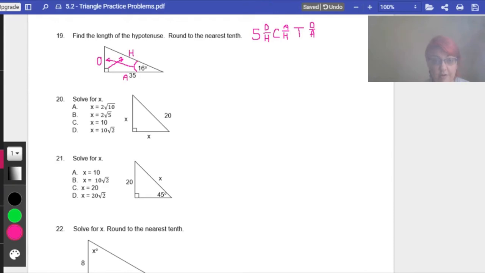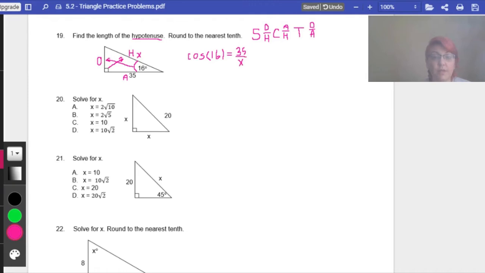So here, what I have is an adjacent side and an angle, and I'm looking for the hypotenuse. So I'm going to put my X here. Well, I'm using A and H, which means I'm going with cosine. So I've got cos 16 equals A, which is 35, over H, which is X.